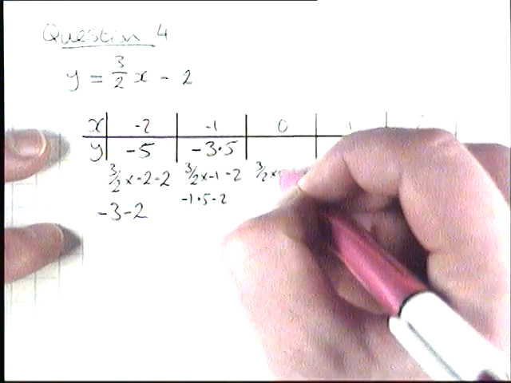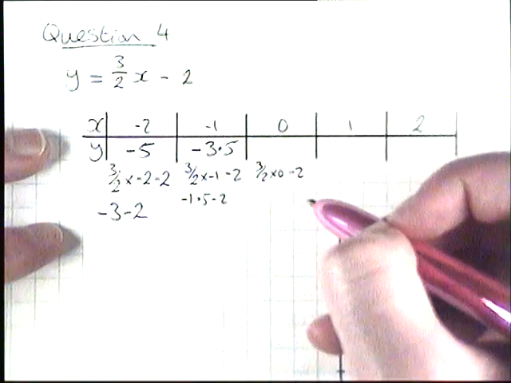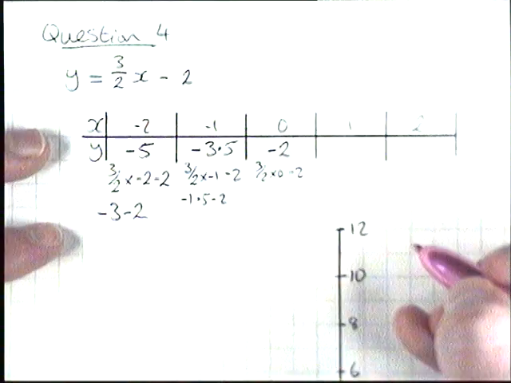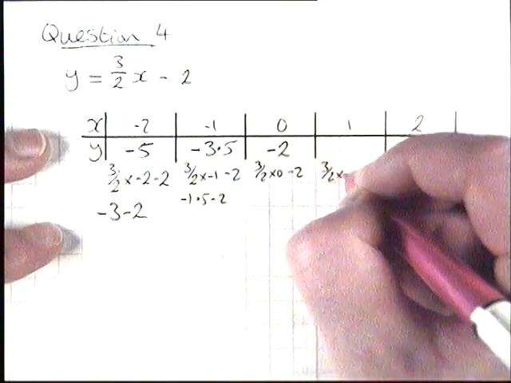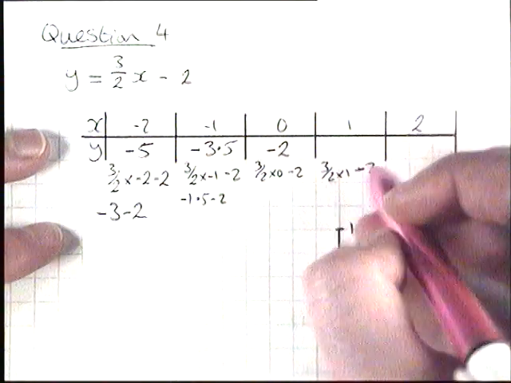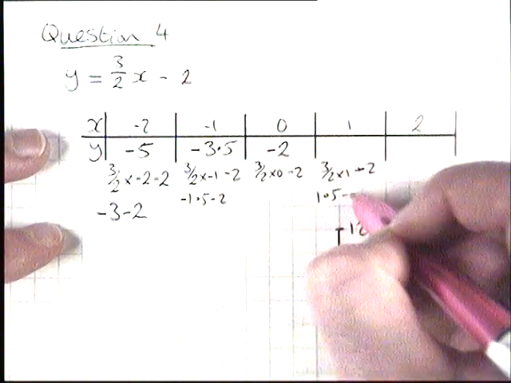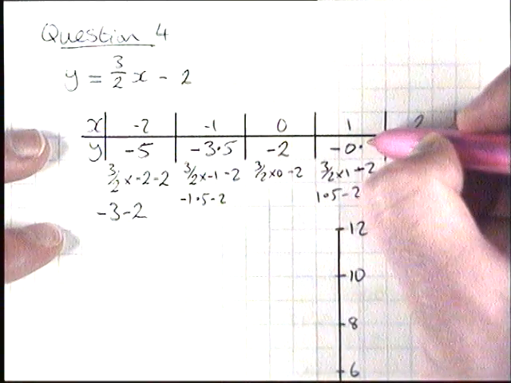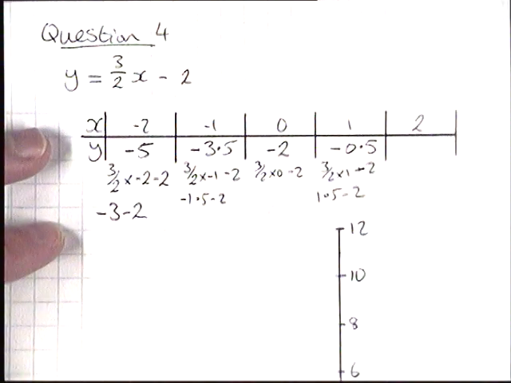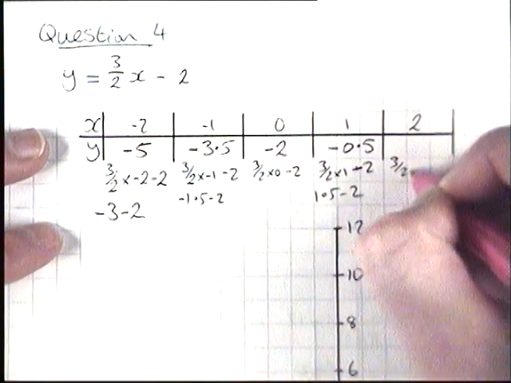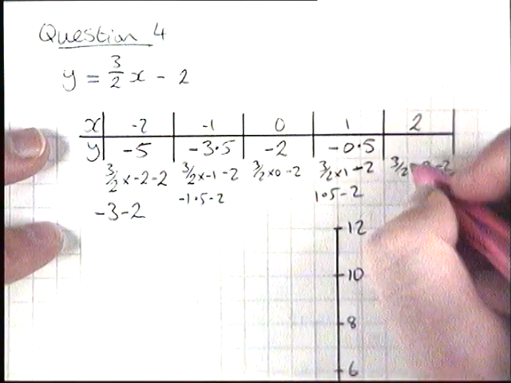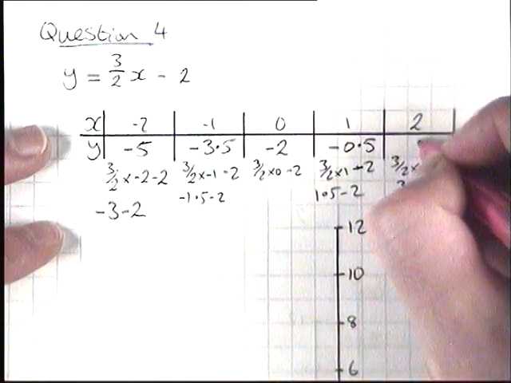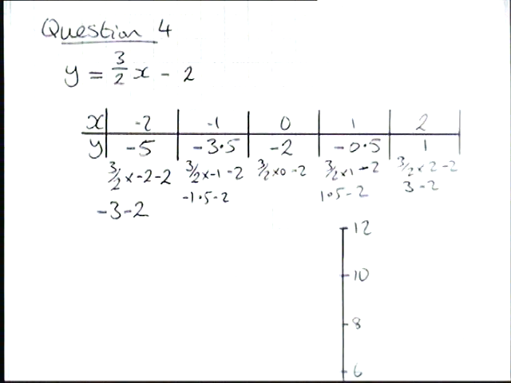We've got 3/2 times 0 minus 2. 3/2 times 0 is 0. Take away 2 is just minus 2. 3/2 times 1 minus 2 is obviously 1.5 minus 2, which is minus 0.5. And lastly, we've got 3/2 times 2 minus 2. So 3/2 times 2 is 3, minus 2 is positive 1.